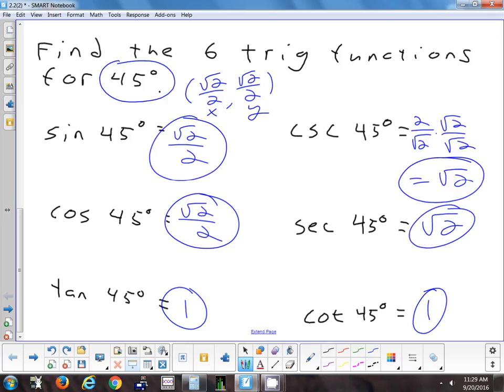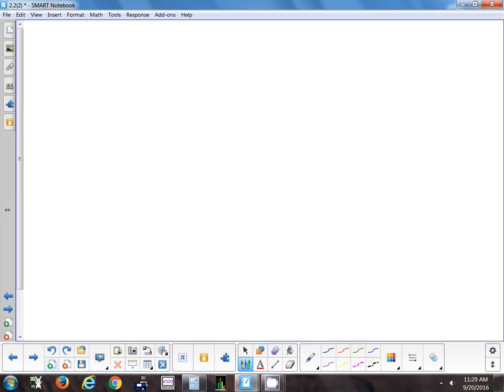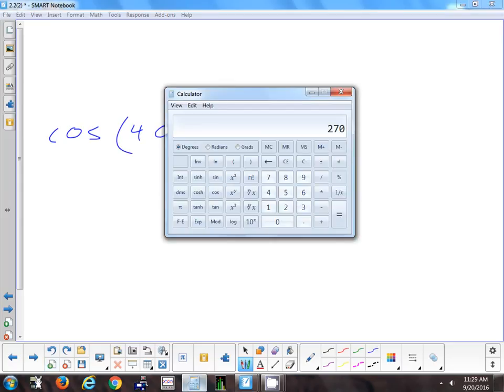So on a test, this would be 6 separate problems. What we just did in one example would be 6 problems. Let's say I asked you to find, let's just make up something, cosine of 405 degrees. What would be your first step to find the cosine of 405 degrees? Yeah, subtract 360. Just 45.